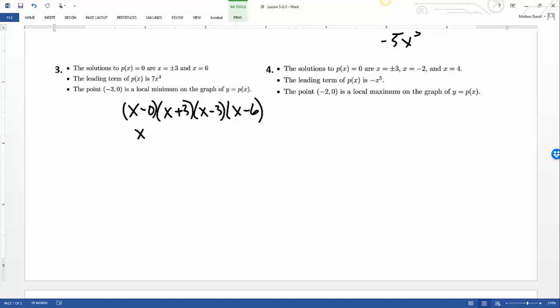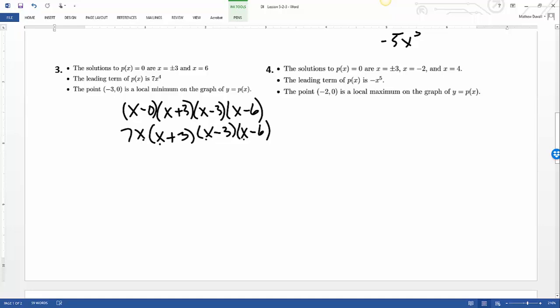The next leading term is 7x to the fourth. Okay, so this, let me just simplify that. So if it says 7x to the fourth, x times x times x times x, that's x to the fourth. So I can put a 7 in front.